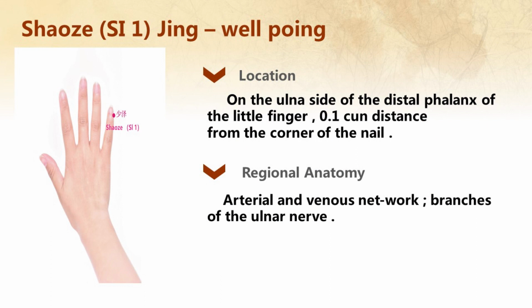The acupoint is located on the ulnar side of the distal phalanx of the little finger, 0.1 寸 from the corner of the nail. The location of this acupoint contains an arterial and venous network, and branches of the ulnar nerve.